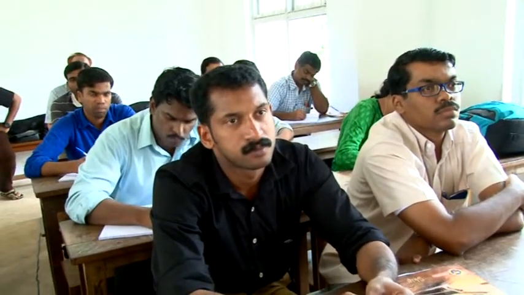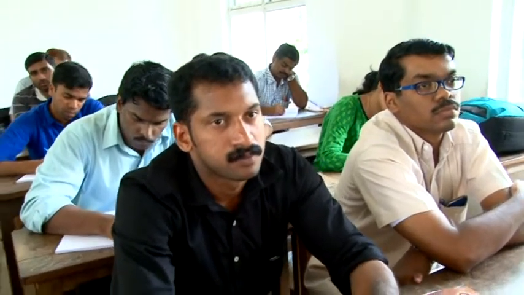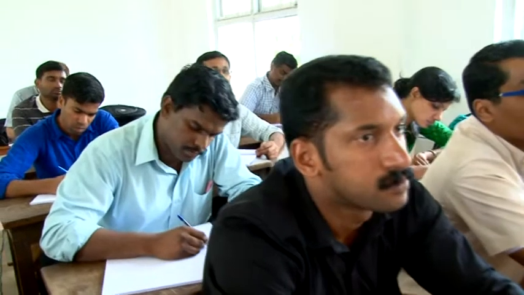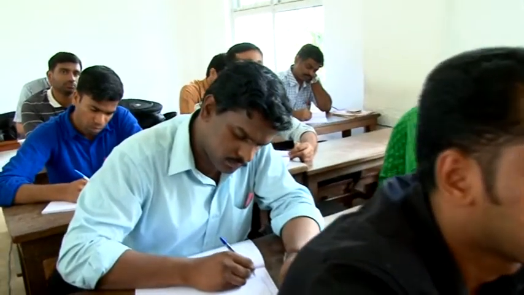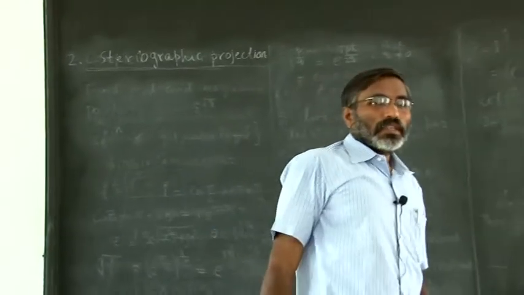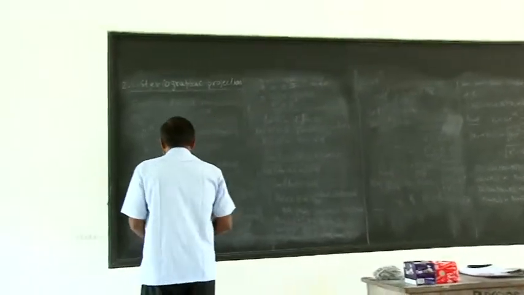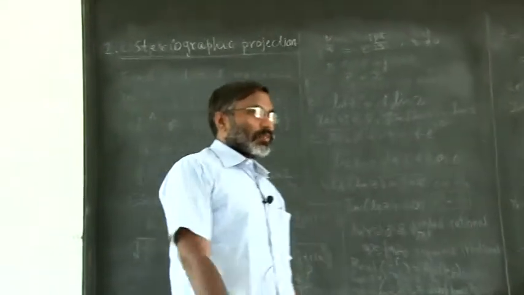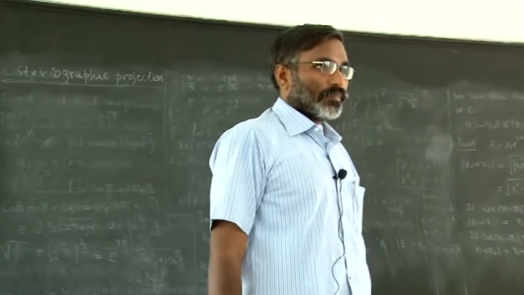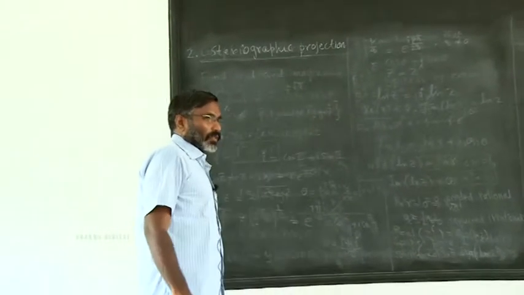Now my second topic is compactification of this real complex plane. This is also called stereographic projection. As we have seen, every point in the complex plane can be represented as a point on the surface of a sphere. So the technique by which we accomplish this is called stereographic projection.